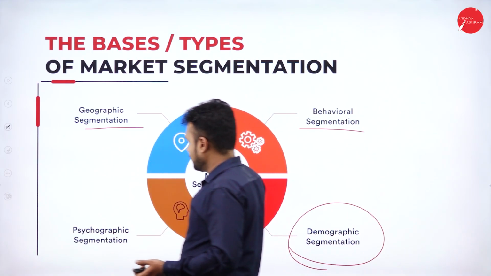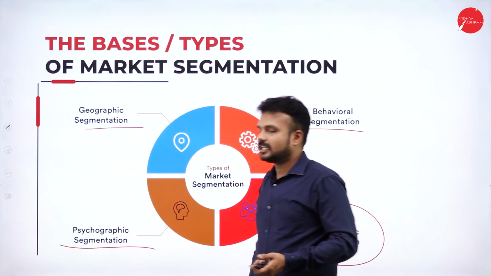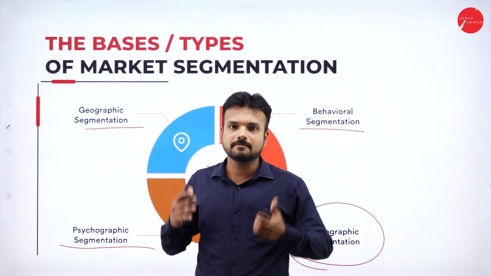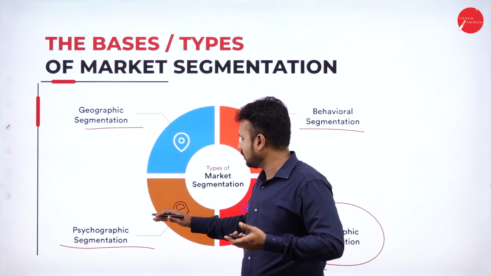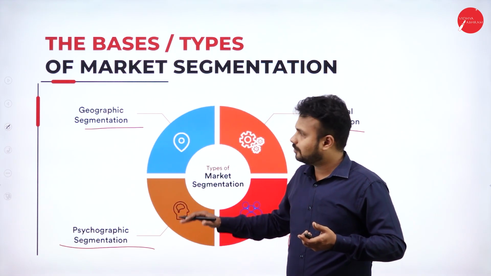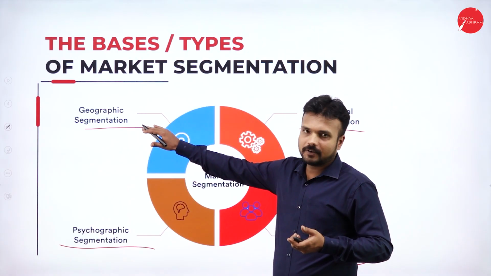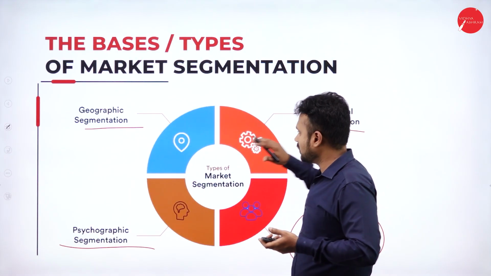The last one is psychographic segmentation. So psychographic segmentation is nothing but their thinking ability, their perception, their assumption. Based on that, most of the customers are going to make a purchase decision. So this is a way how we are going to categorize the customer. One is geographical segmentation, second one is behavioral segmentation.